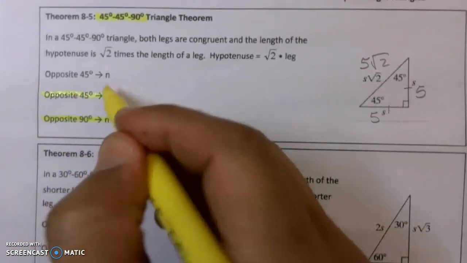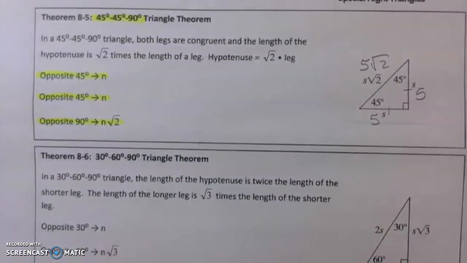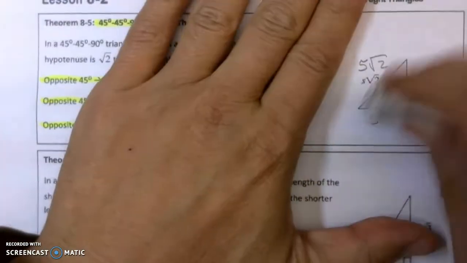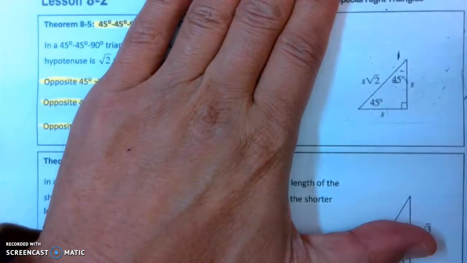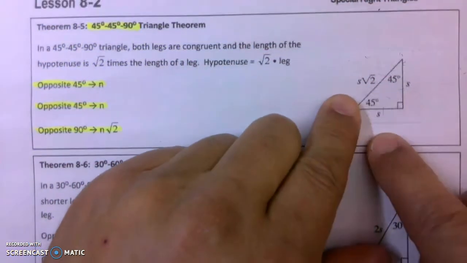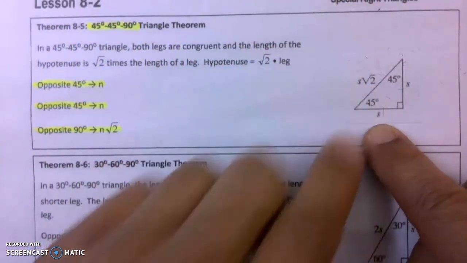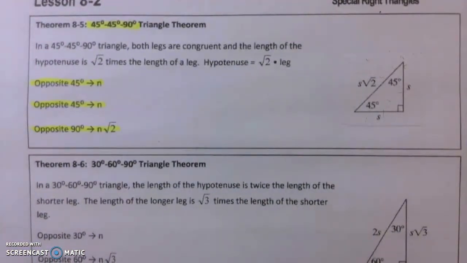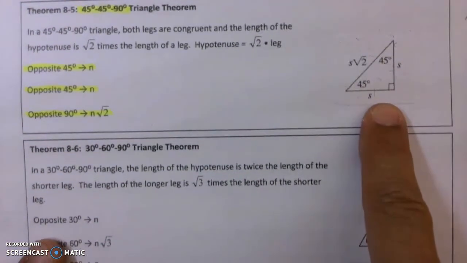The problem is when you come to the actual problems in the book, they will give you some numbers that aren't going to be as easy as the number 5. They might give you a radical sign, and so you're going to be taking a radical sign and multiplying by radical 2, which can throw things off. That's for the 45-45-90.